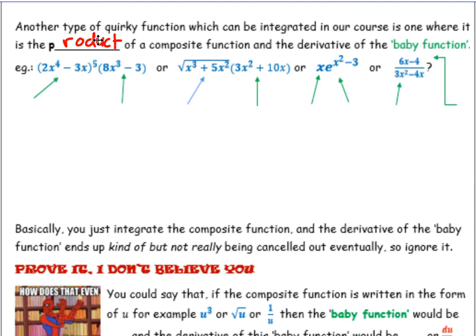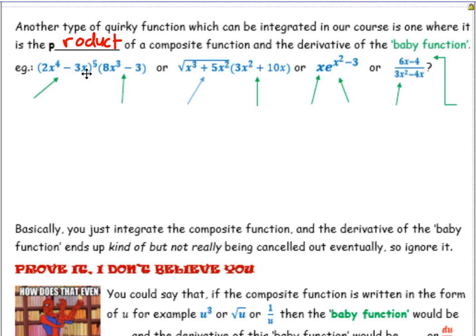So another type of quirky function that can be integrated is the product of a composite function and the derivative of the baby function. So these are harder to see. Sometimes if you've got a bit of a wacky function and we ask you to integrate it, just have a look and see, is it the same two things? Like, here's a composite function. This part here is the composite function. The baby would be 2x to the 4 minus 3x.